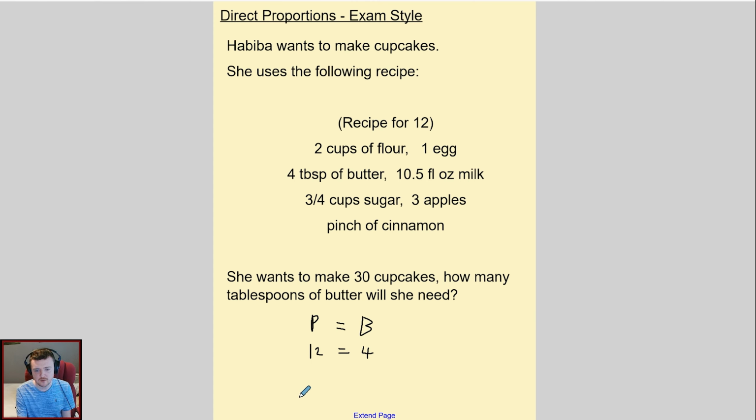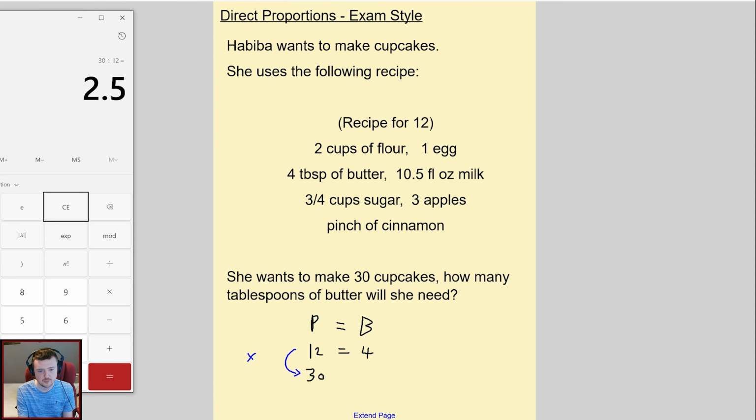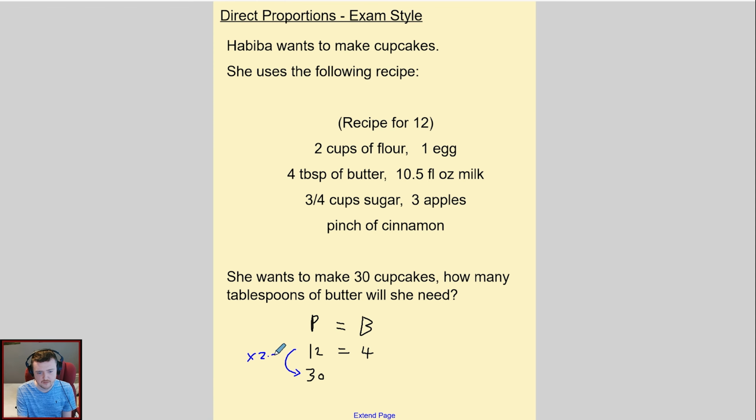But I don't want to make 12 cupcakes. I want to make 30 cupcakes. Okay? And so I've got to work out the relationship between 30 and 12. I know I'm going to times by something because it's getting bigger. So 30 divided by 12 is 2.5. So I'm going to times this by 2.5. Do the exact same thing over here. 4 times 2.5. And 4 times 2.5 is 10. So we end up with 10 tablespoons, which I'm just going to write TBSP, of butter. 10 is the answer. Very good job if you managed to get 10 tablespoons of butter.